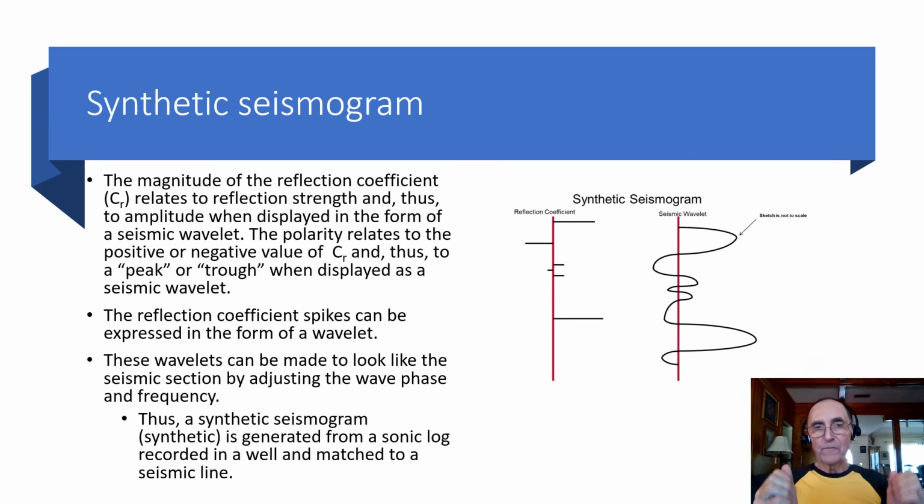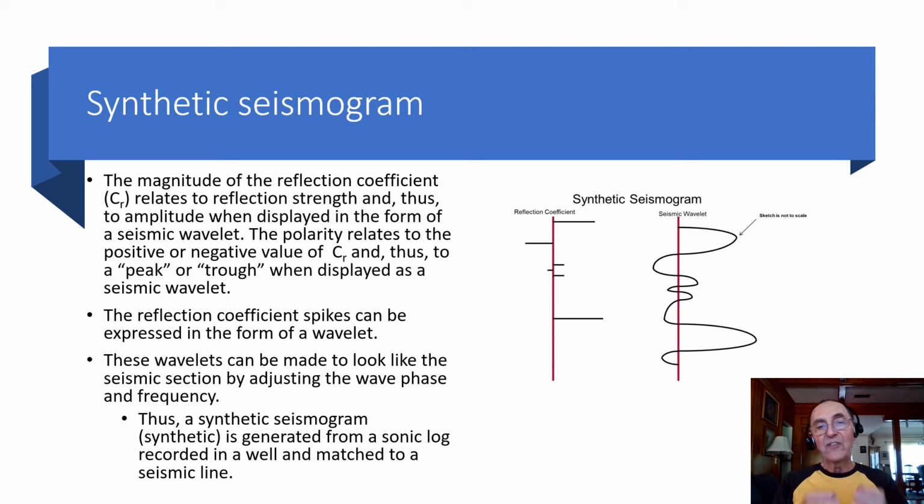The magnitude of the reflection coefficient relates to reflection strength and therefore to amplitude when displayed in the form of a seismic wavelet. The polarity relates to the positive or negative value of the reflection coefficient and therefore to a peak or a trough when displayed as a seismic wavelet. The reflection coefficient spikes can be expressed in the form of a wavelet. These wavelets can be made to look like the seismic section by adjusting the wave phase and the frequency.